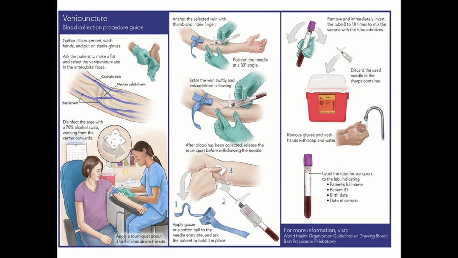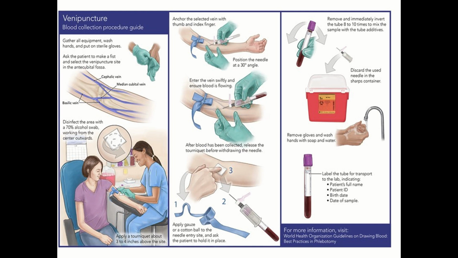You need to come in personal protective equipment. You need to make sure that all the necessary waste is properly disposed of, and the sanitizing techniques are good. You disinfect the place properly. There's no contamination. So what you need to do in this procedure is gather all the equipment first, wash your hands and put on sterile gloves. Then ask the patient to make a fist and select the venipuncture site in the antecubital fossa.